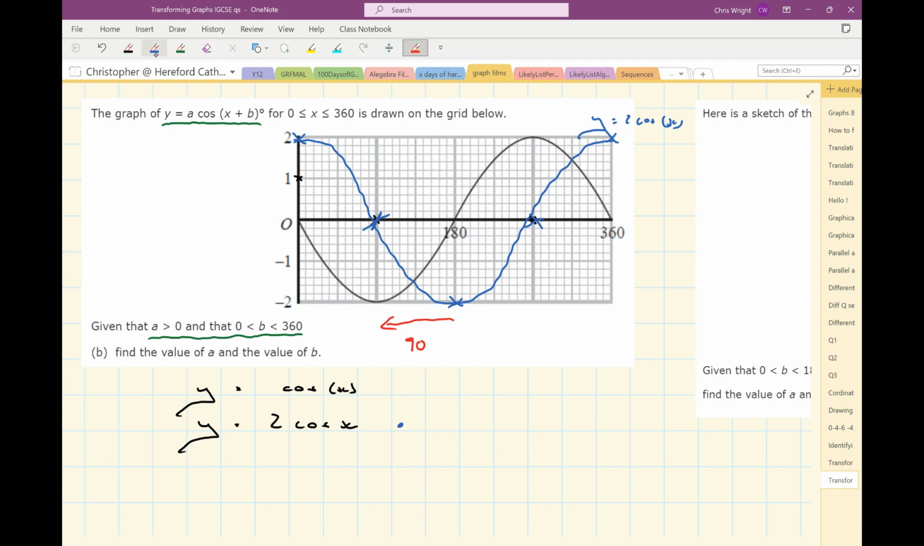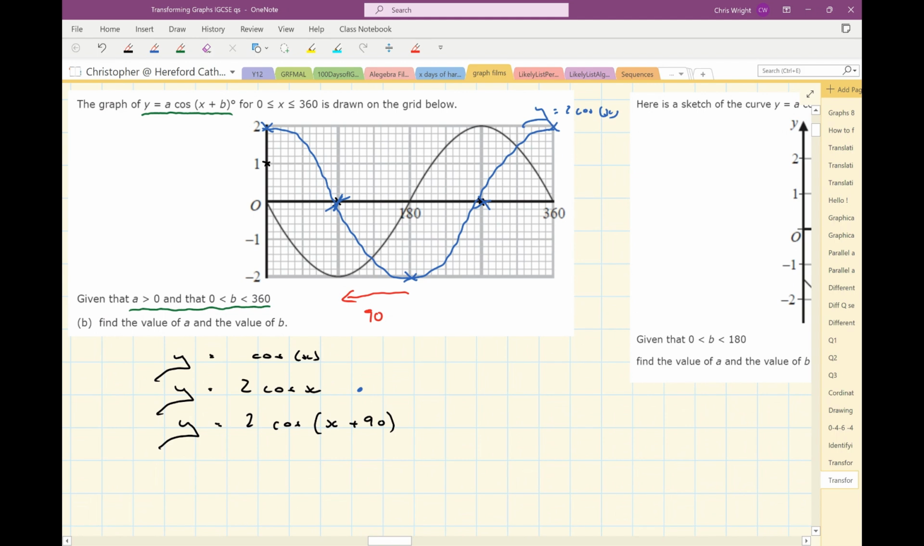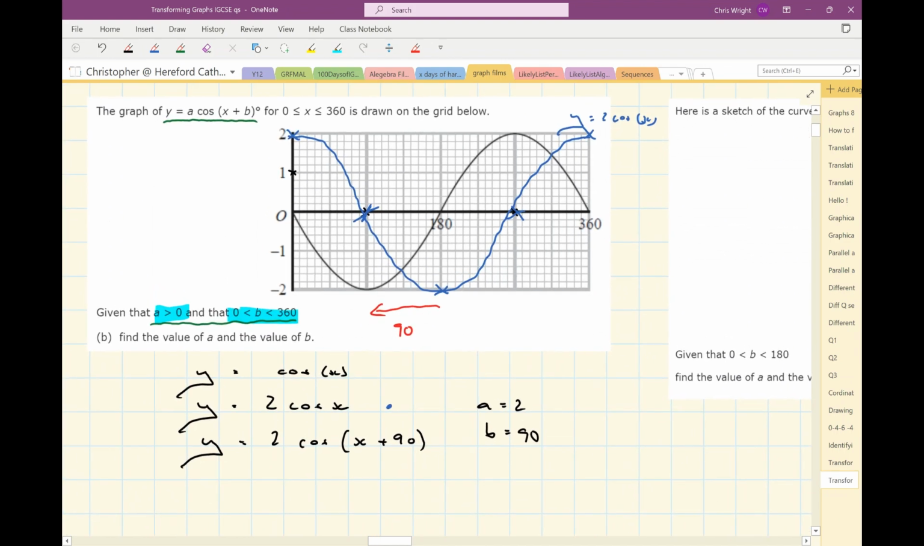So it's not going to be y equals 2 cos of x anymore. It's going to be y equals 2 cos of (x plus 90). Now remember, it goes the wrong way there, doesn't it? So if I want to go 90 to the left, it's going to be x plus 90. So let's just write down what my values of a and b would be. a is 2 and b is 90. And let's just check the criteria. My a is positive and my b does lie between 0 and 360. So there's my solution for that.